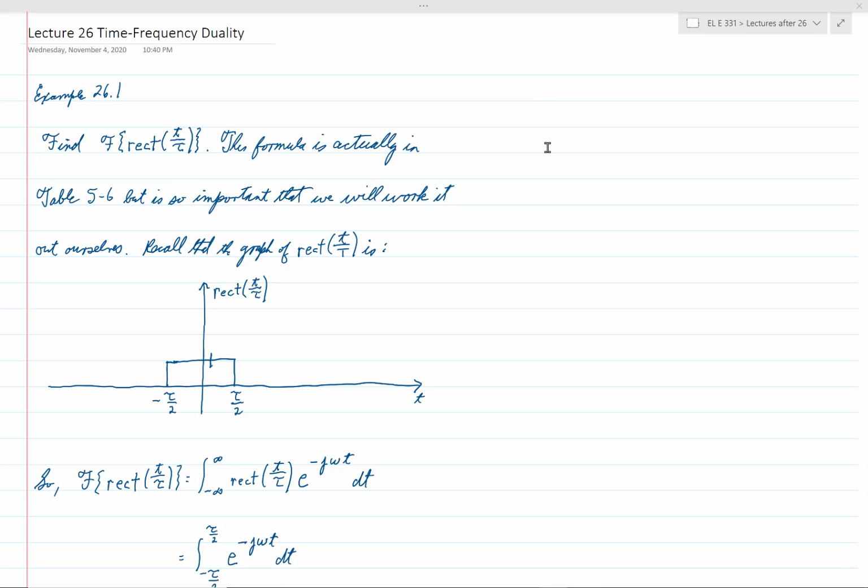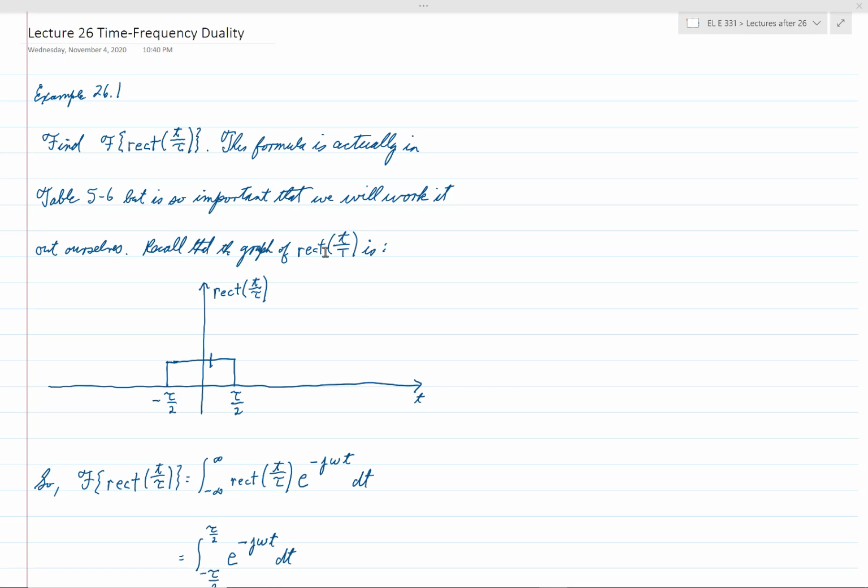Now remember, rect of t is equal to 1 when t is between -1/2 and 1/2, and it's equal to 0 everywhere else. So rect of t over tau is equal to 1 when t is between -tau/2 and tau/2, and it's equal to 0 everywhere else. And we would like to find the Fourier transform of that.